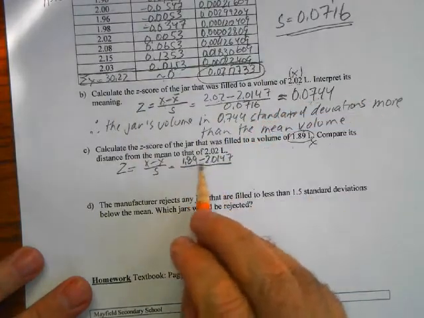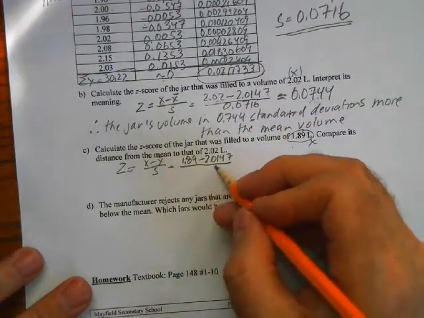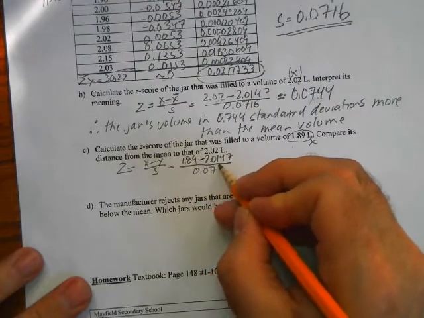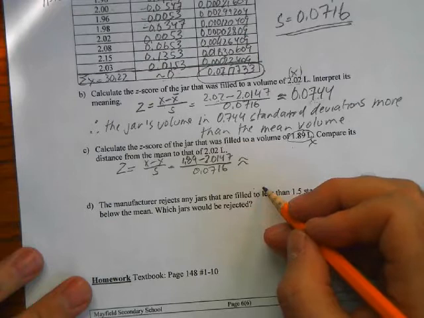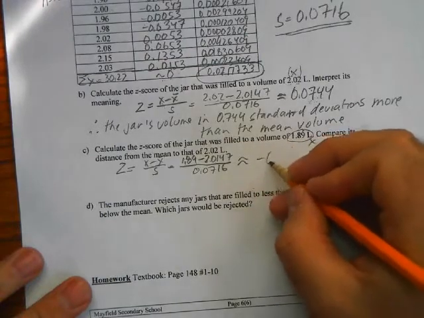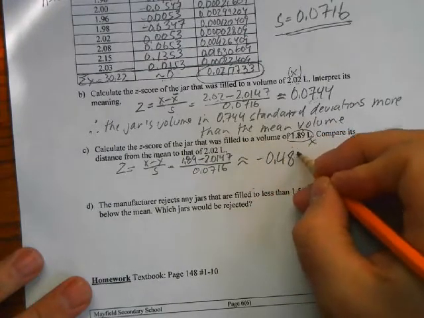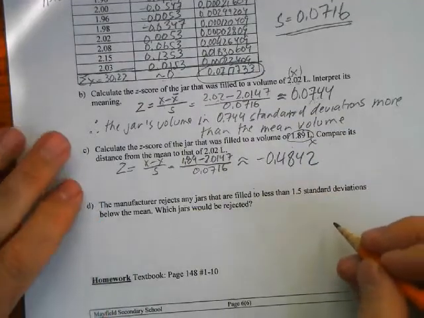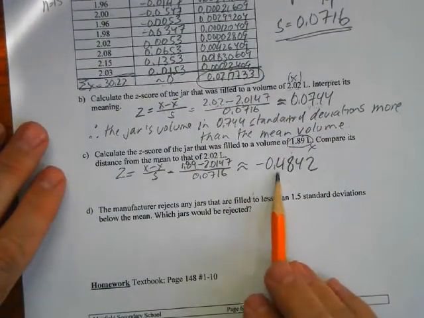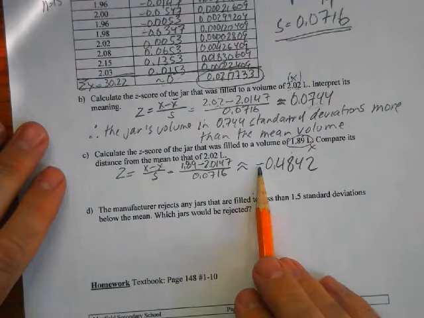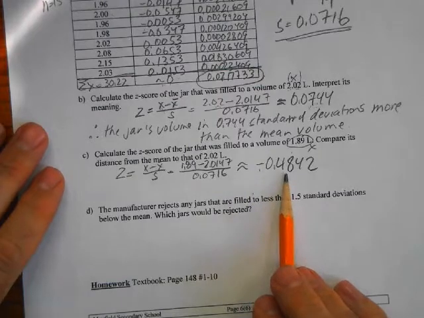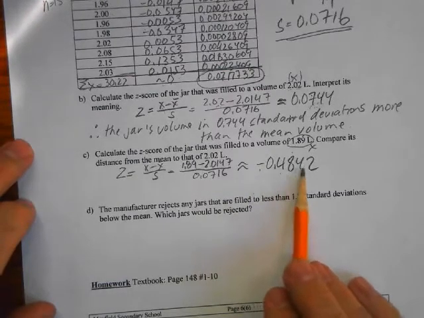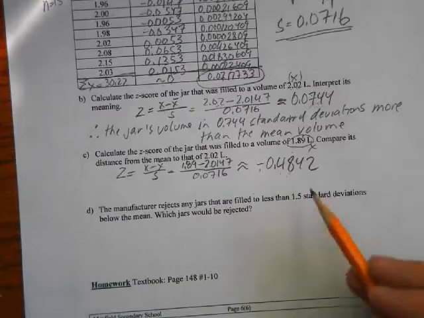So right away you can see that's going to be negative over 0.0716. And that's approximately negative 0.4842. Okay, so there's two things to get from this. The fact that it's negative tells you it's to the left of the mean, which means it's lower than the mean. It also tells you it's within one standard deviation, about half a deviation lower.